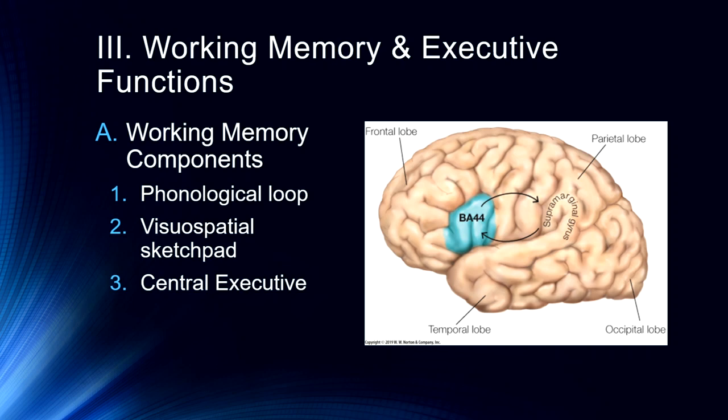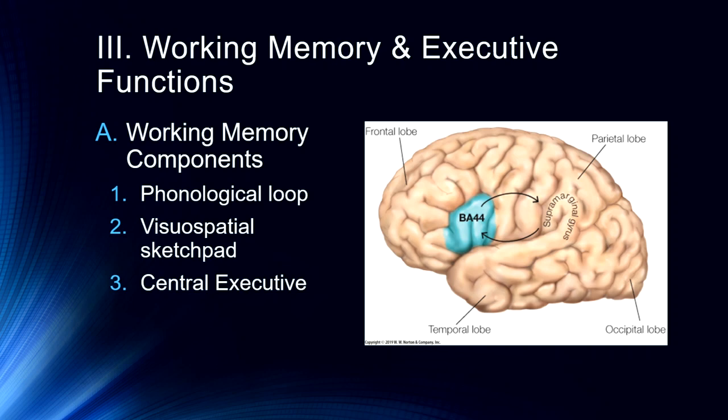For cognitive neuroscience, here's the deal with the phonological loop. This is where verbal auditory information is held onto. So when you're saying something over and over to yourself, this is what we used to do when we tried to remember somebody's phone number, because we used to have to do that. You just say it over and over to yourself, trying to keep it active.